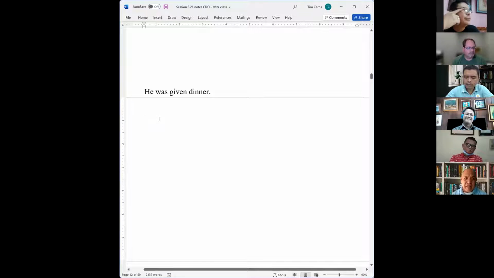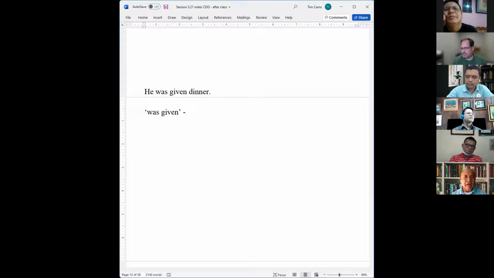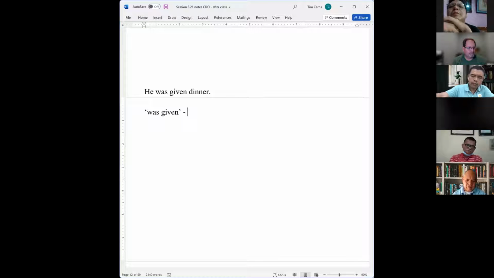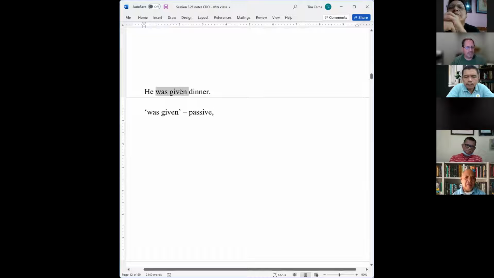Verb given. Okay. And here we would include the helper verb, was, so was given. Okay, what's the tense, mood, and voice? The voice is passive. Did you say passive or active? Yes, passive. Yes, good. Because notice the action is being done to the subject. The subject is he, but the action is being done to the subject. He was given dinner. All right, good.